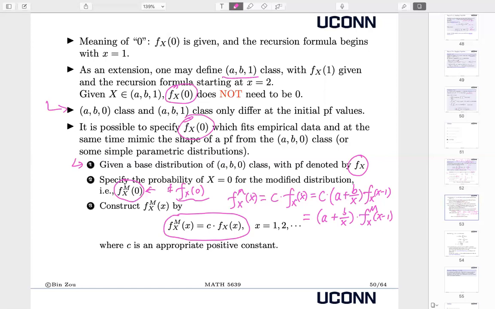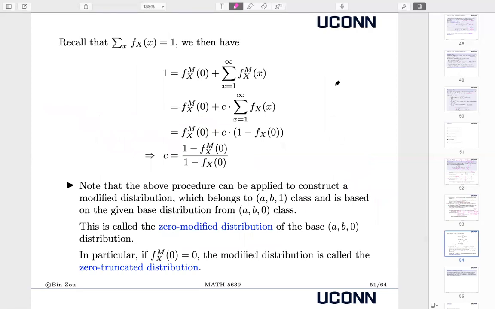But now the question is, what is this C? C has to be special because we want the new summation to be 1. So here, this is the modified one. I change the value at 0, and for the new one, it is C times the original probability function. And for this, I can write it as 1 minus the initial value. So from here, I can derive the special factor C. It must be in this specific form so that the new probability function sums up to 1.